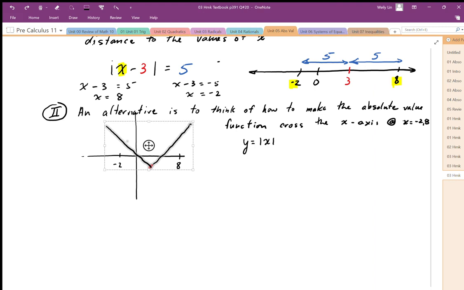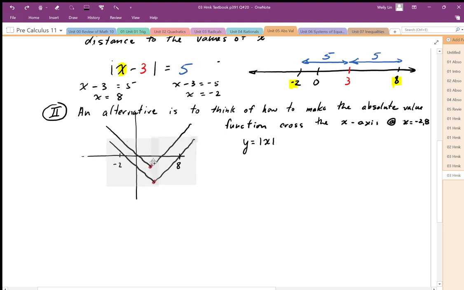An alternative way to think of how we can get a solution for x equals -2 and x equals 8 is we can think of how can we make the absolute value function y equals absolute value of x cross the x-axis at those 2 points. So if the absolute value graph here is crossing the x-axis and it's not crossing at -2 or +8, so if I move it around I can make it cross at those 2 points.